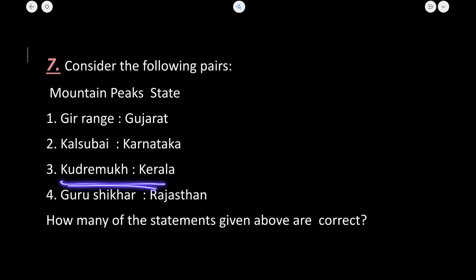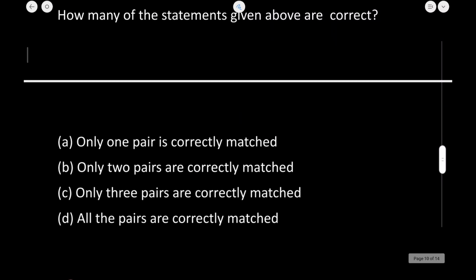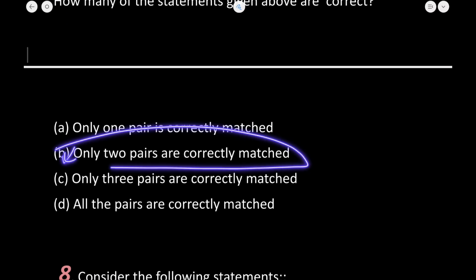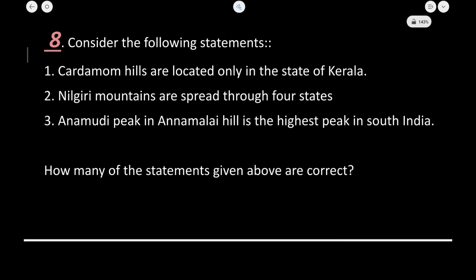Now if I talk about Kudremukh, I told you that Kudremukh is in the region of Karnataka. I had told you in the explanation part, see, the question has come. Kudremukh is in the state of Karnataka and not Kerala. So this one is also wrong. Now Guru Shikhar is the highest point in the Aravalli range and it is in Rajasthan. So 1 and 4 are correct. If the question is about how many pairs are correct, only 2 pairs of the given here are correct.